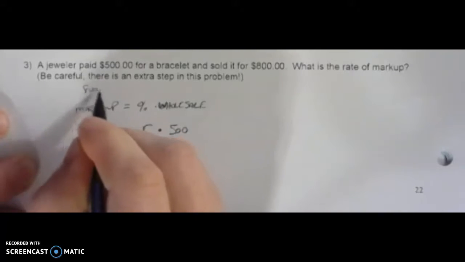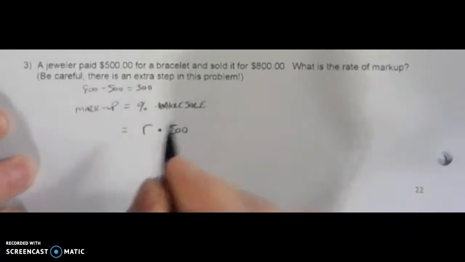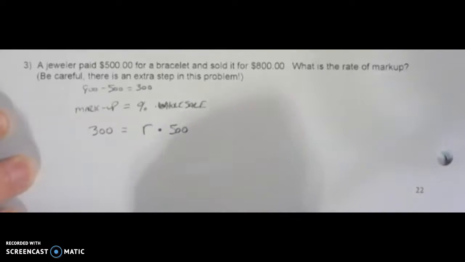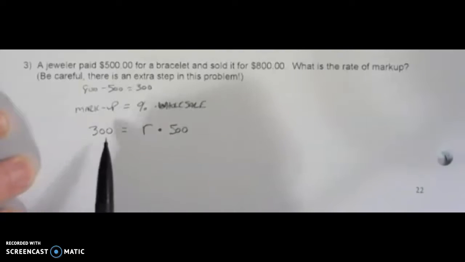So if we do 800 minus 500, we know that that's going to be 300. So 300 was the amount of the markup. Okay, the jeweler paid $500 for it, and then he marked it up $300 before he sold it to the customer for $800. So 300 equals R times 500.